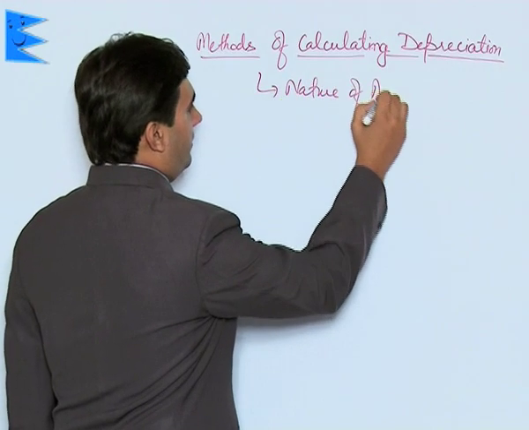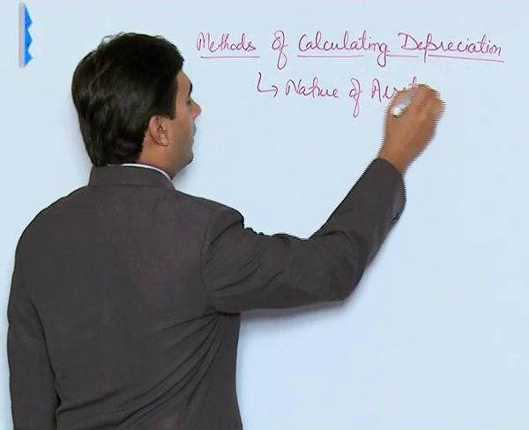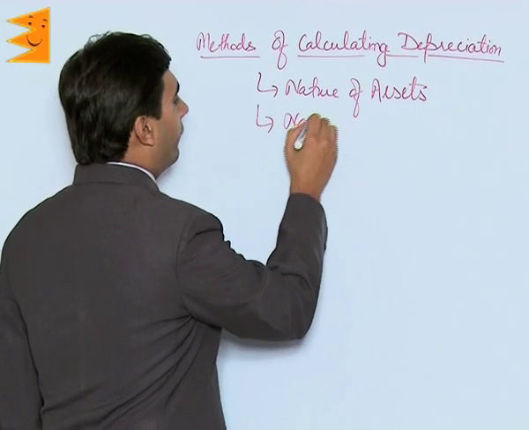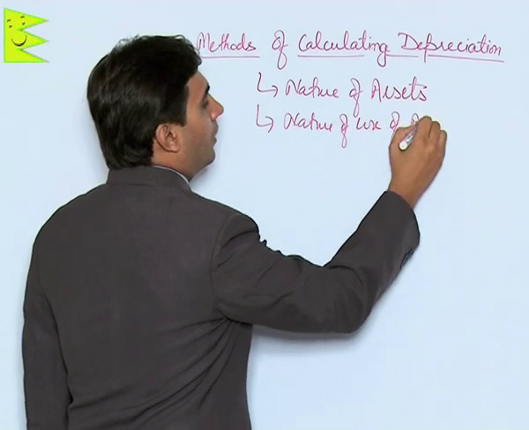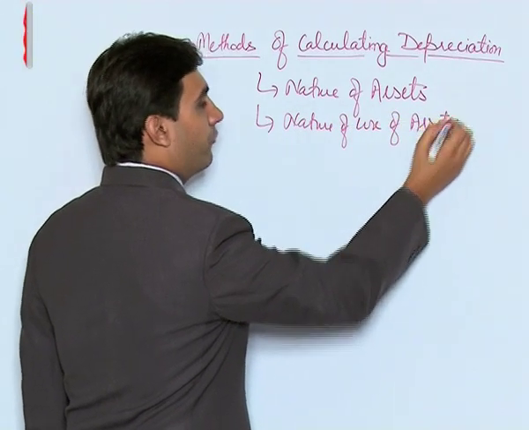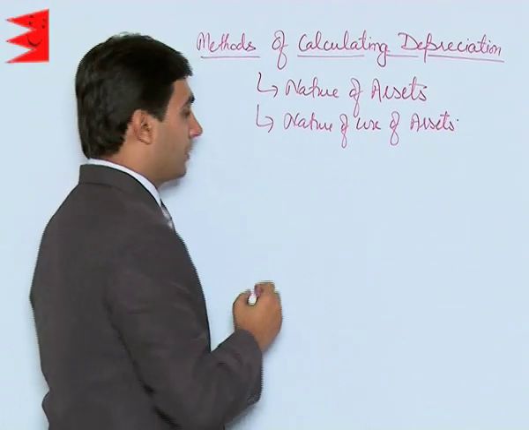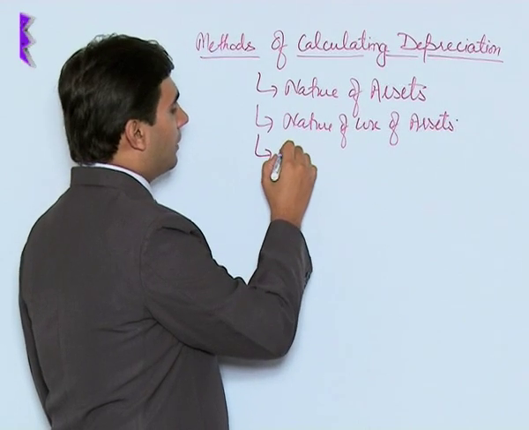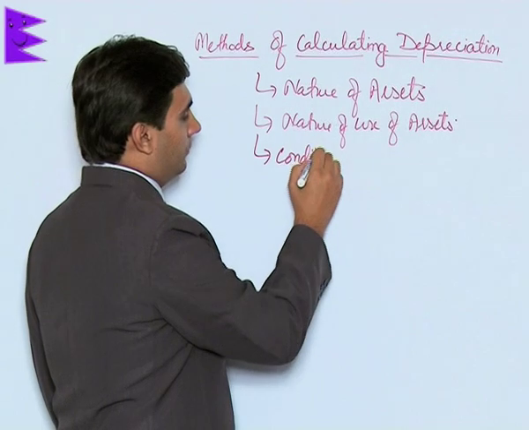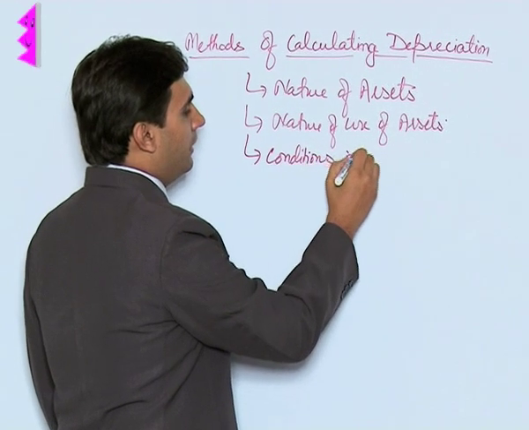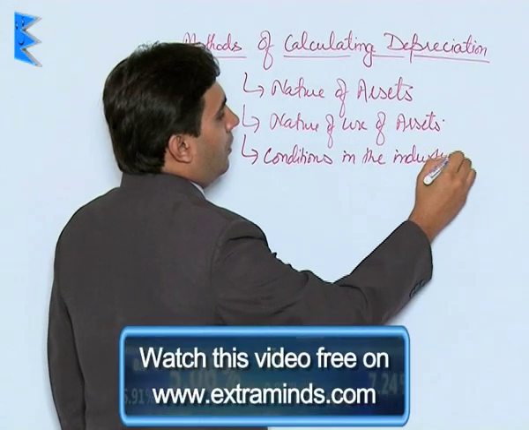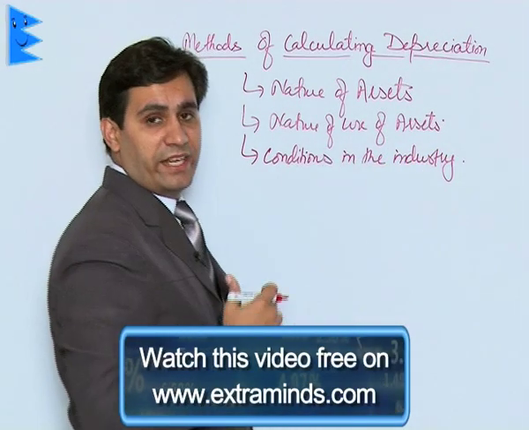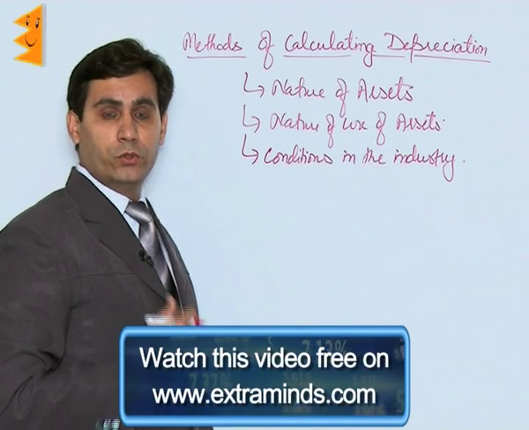nature of assets, then nature of use of assets. What is the nature of the assets that we have? For what purpose those assets are being used? And what are the conditions in the business? Conditions in the industry. Now these three factors basically decide which kind of method should be used.